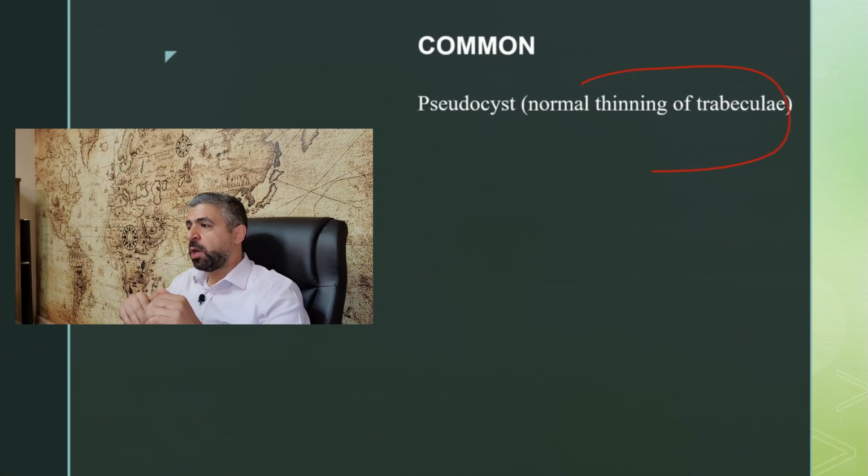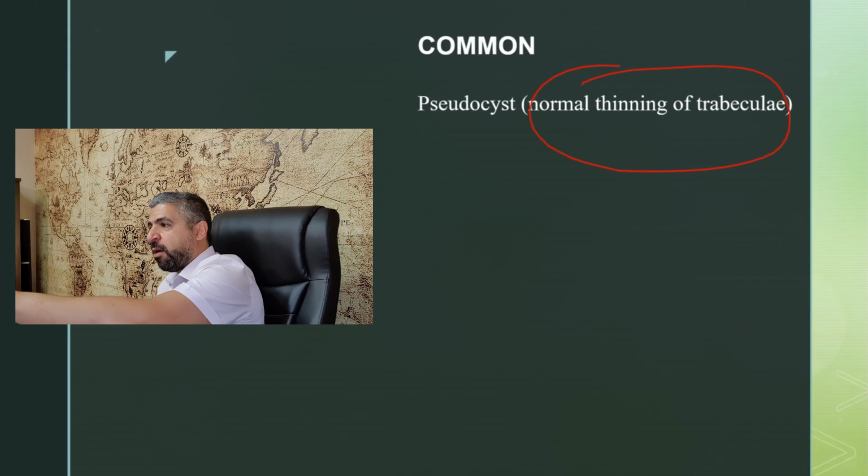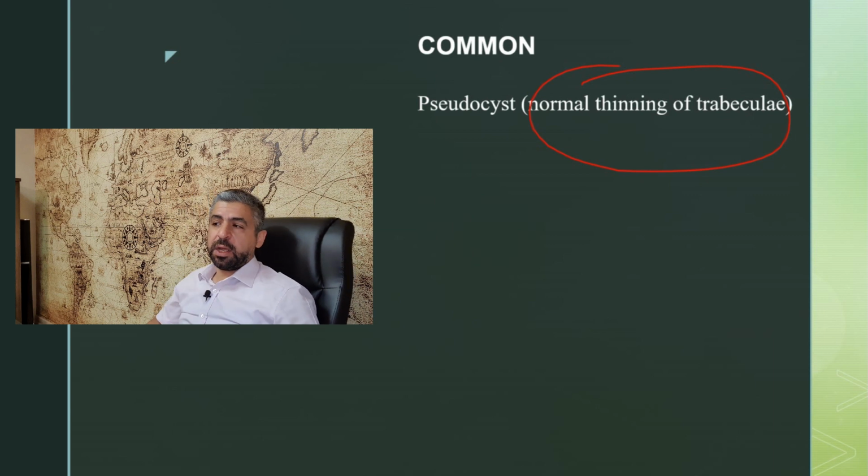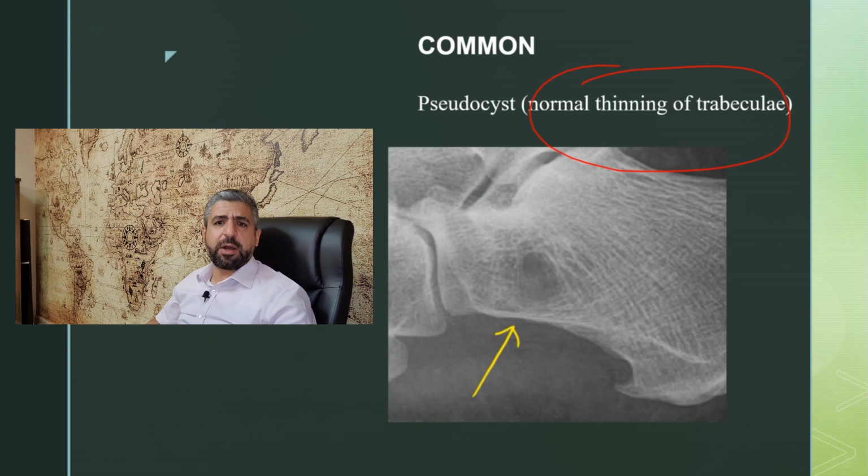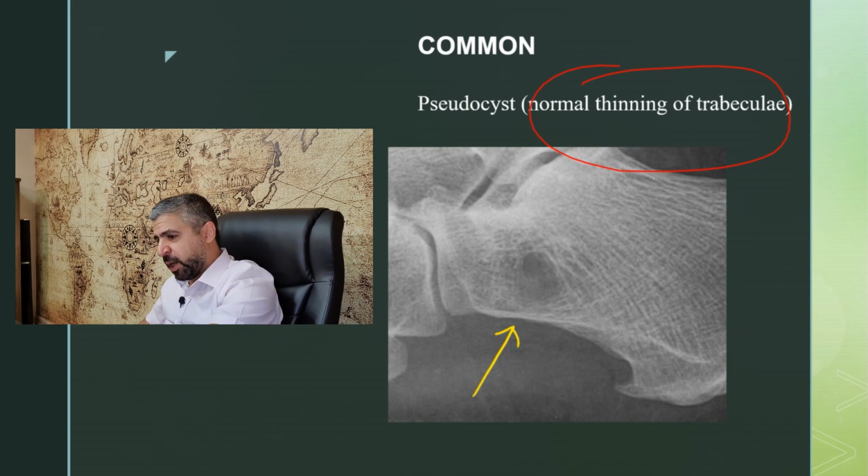The other common possible differential diagnosis is what we call a pseudocyst. That is, when you do an MRI or a CT scan, it's normal, just seen on X-ray, and it's due to a normal thinning of the trabeculae. In my opinion, this is probably the most common cause of a lucent lesion of the bone. For example, you can see here, this looks like a lucent lesion of the bone.